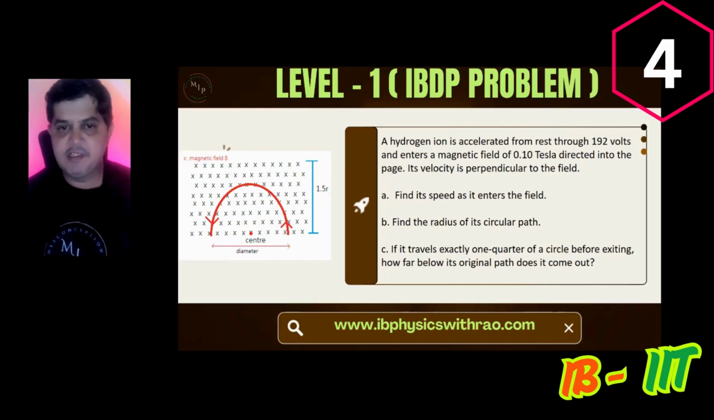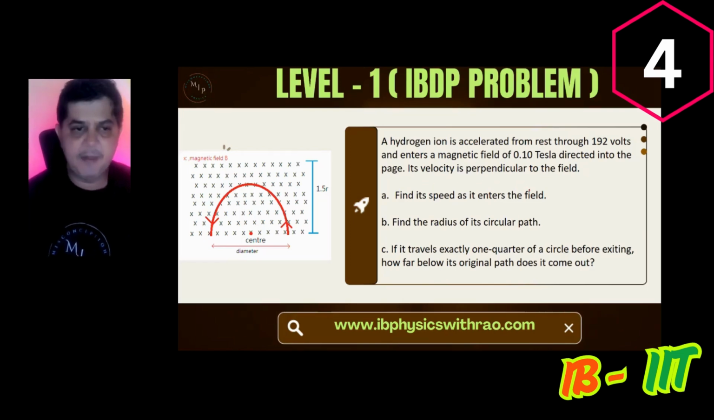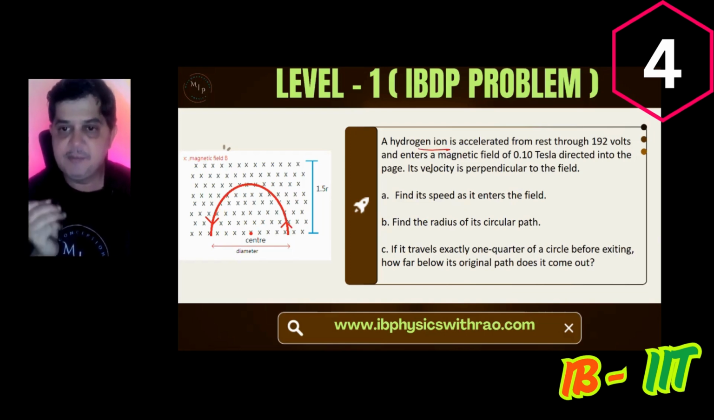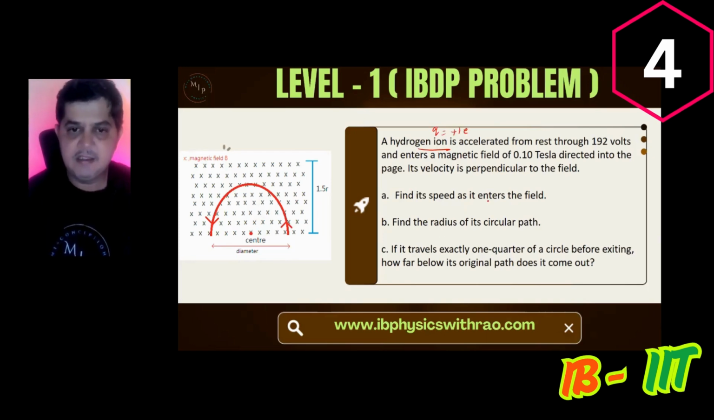So here the question is: a hydrogen ion is accelerated from rest through 192 volts and enters a magnetic field of 0.1 Tesla directed into the page. Its velocity is perpendicular to the field. So you have a hydrogen ion which is coming like this, and then it comes like this over here. It's a hydrogen ion, which means what? Every phrase here is very important. Hydrogen ion means its charge Q is equal to plus 1e, because one electron is ripped off. Its velocity is perpendicular to the field. Find its speed as it enters the field.